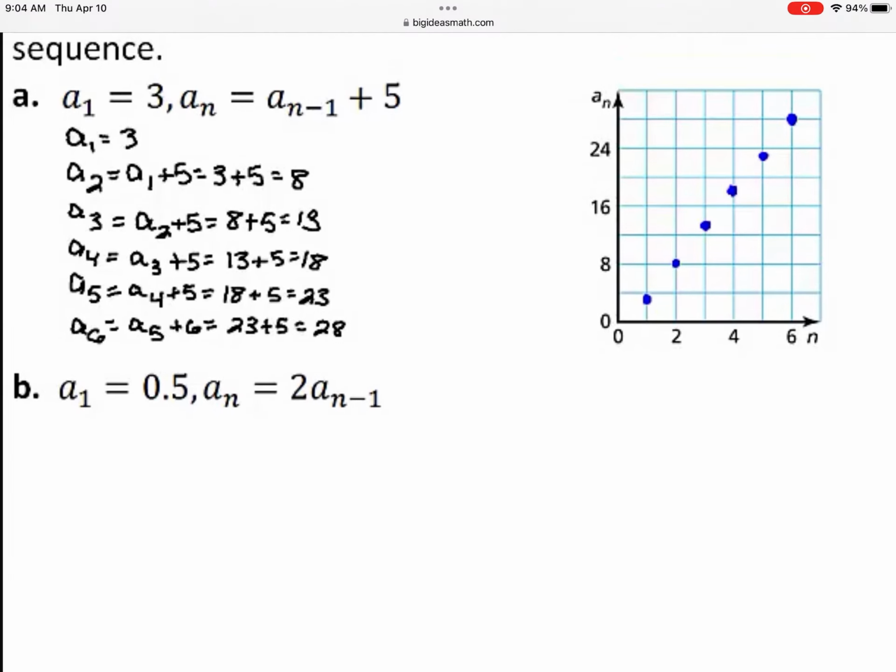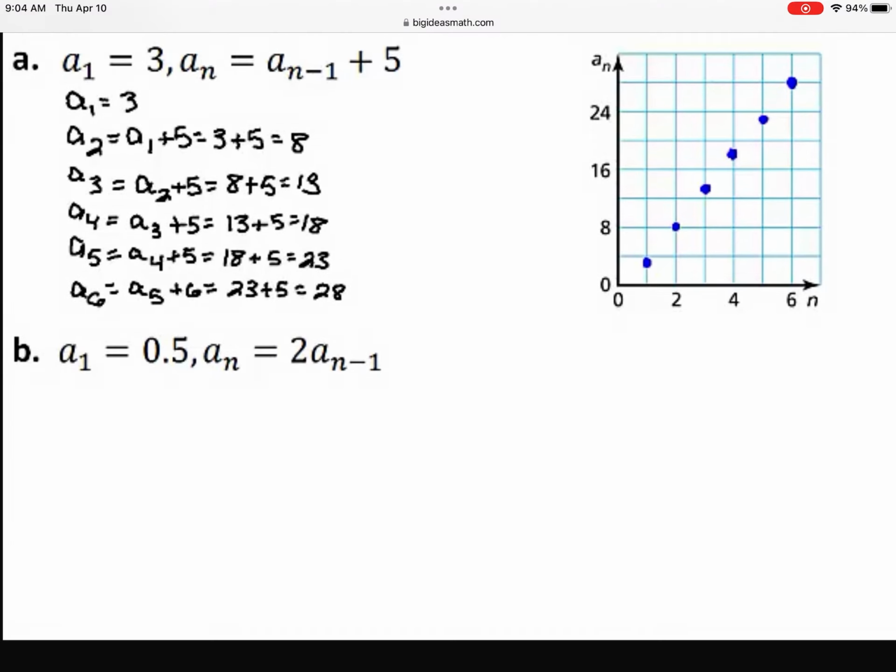Part B: a sub 1 equals 5/10, a sub n equals 2 a sub n minus 1. You are given the first term, a sub 1 equals 5/10. Use the recursive equation to find the next 5 terms. A sub 2 equals 2 a sub 1. A sub 1 equals 5/10, and 2 times 5/10 is 1, so a sub 2 equals 1.